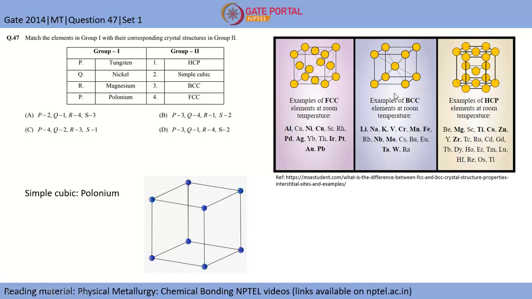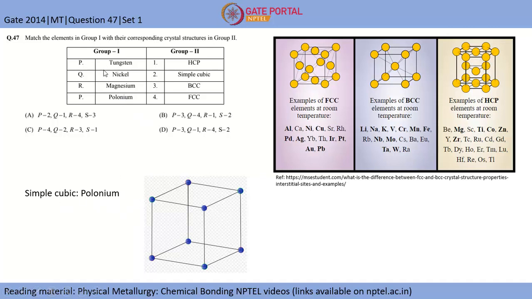Coming to BCC, one additional atom is present at the center of the unit cell. Here mostly manganese, iron and tungsten will be present. And in HCP you can see magnesium, zirconium, zinc, cobalt, where the atoms are distributed in the HCP structure. And simple cubic is polonium.